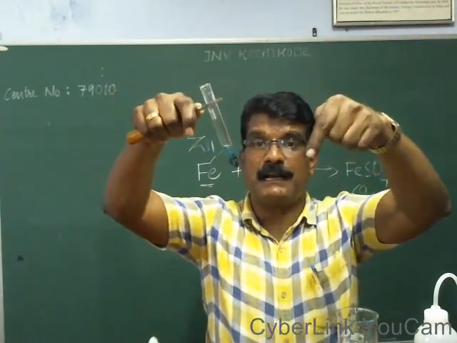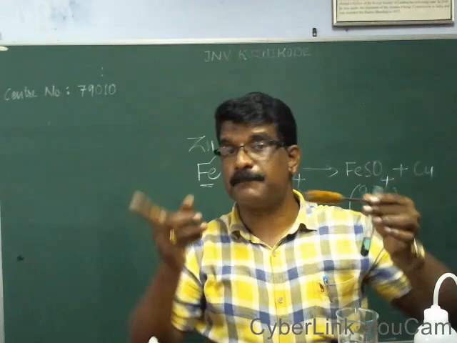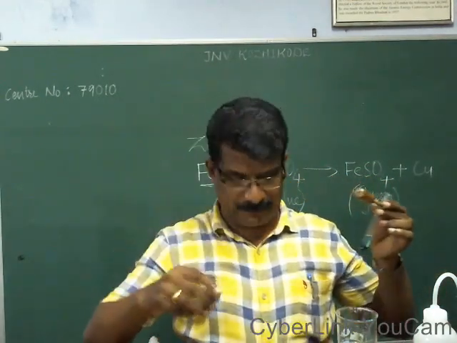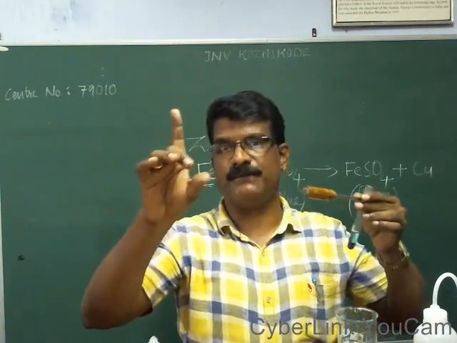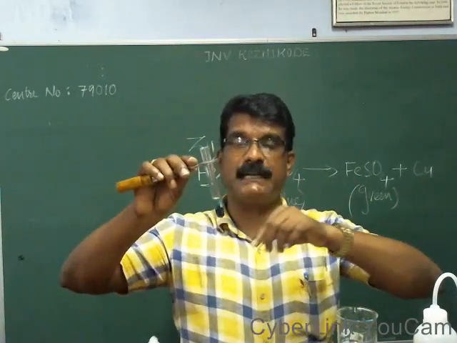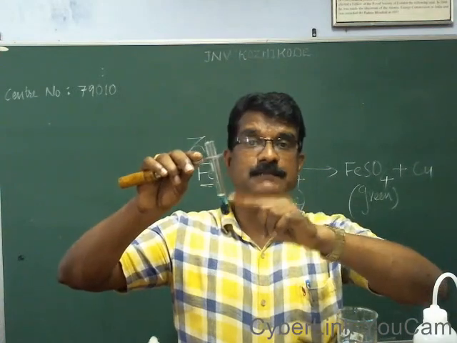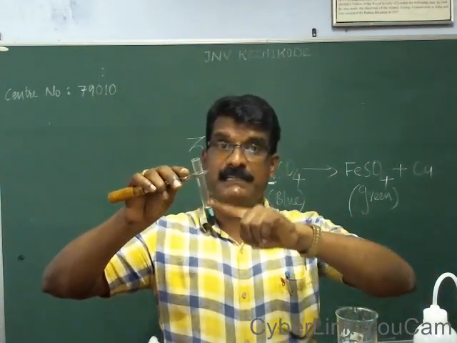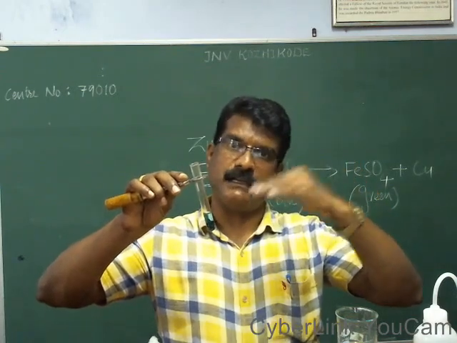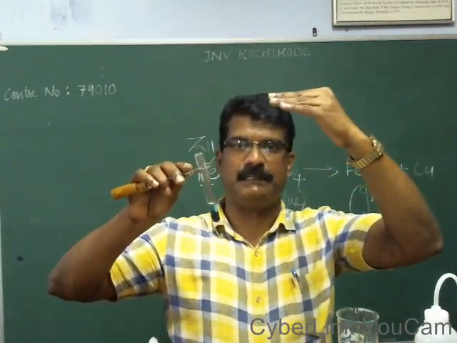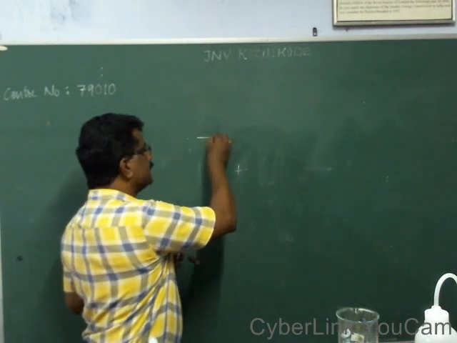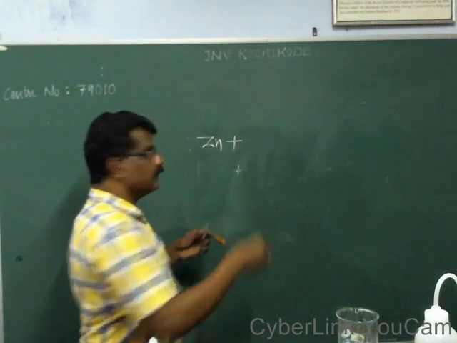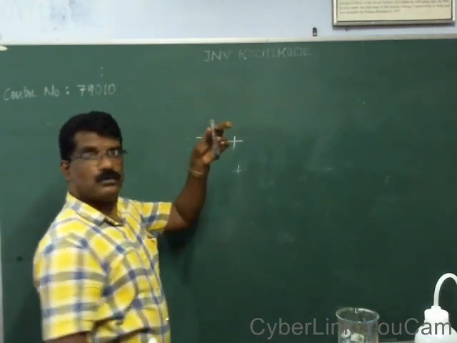This became colorless. Why? Because zinc displaces copper from copper sulfate and it gives zinc sulfate. So from this what we can understand? We can understand that zinc is more reactive than copper. Are you clear? Even zinc is more reactive than iron also. It comes above iron in reactivity. So we have taken zinc, Zn, and we added zinc into copper sulfate.